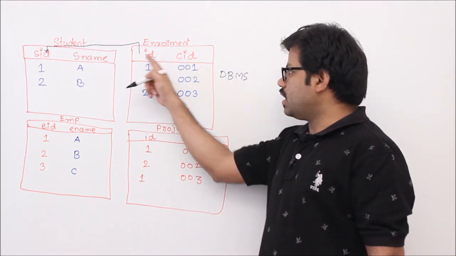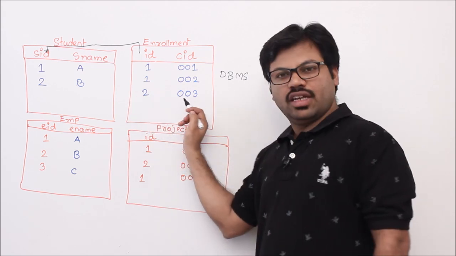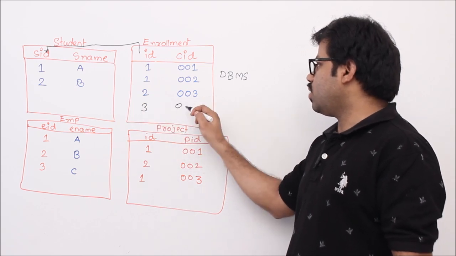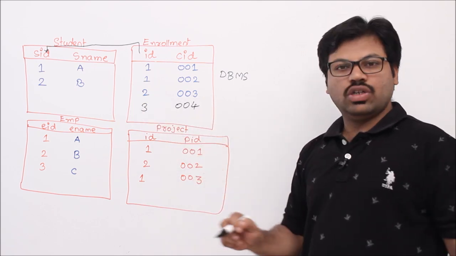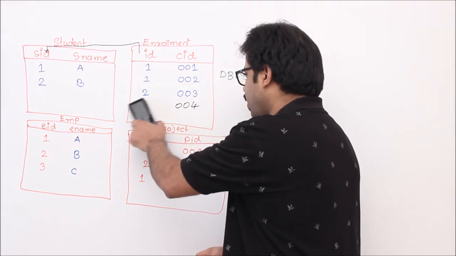So when I specify a foreign key condition, don't allow me to insert any arbitrary data here. You stop me whenever I insert this kind of data, 3 comma something, 004. Don't allow me, because 3 is not at all a student, correct? So that is one thing.